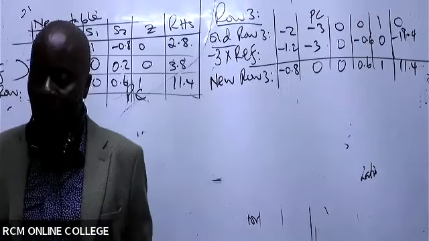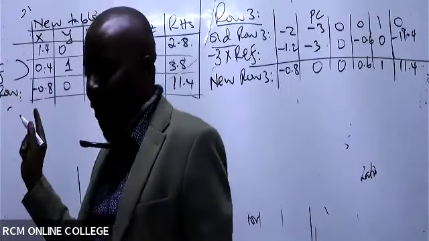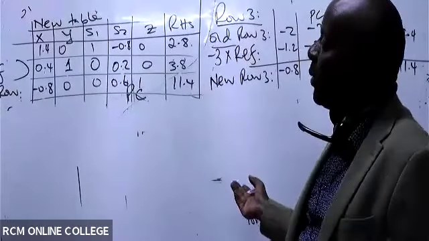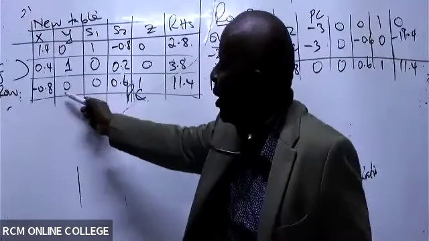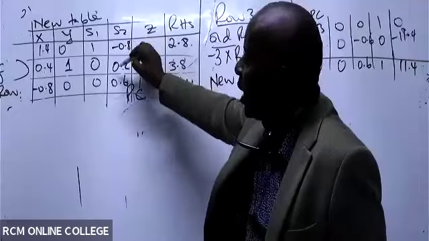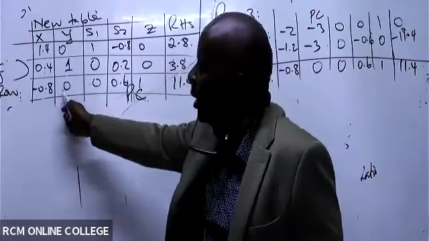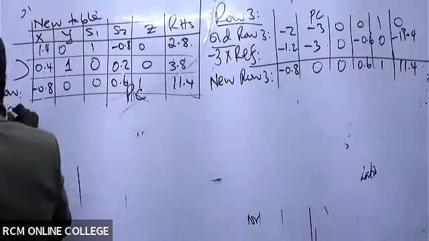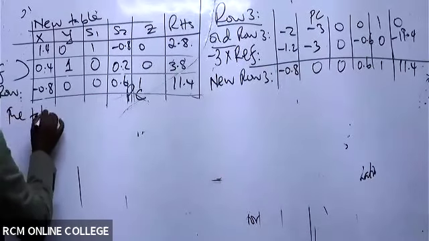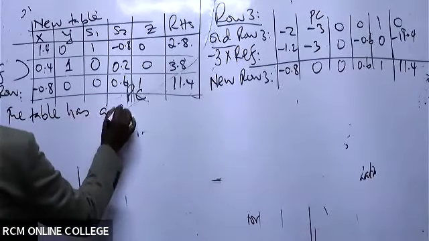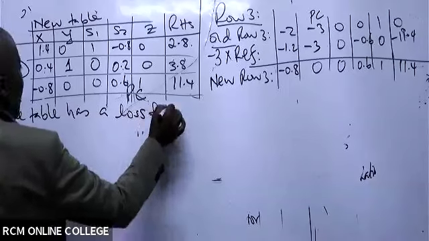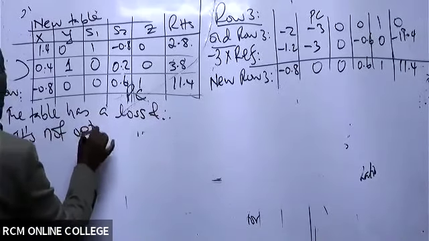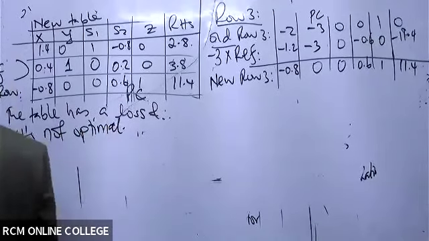Is this table optimal, my good students, the new table that we've developed? Is it optimal or does it have losses? It is not optimal because it has a loss. Please, I'm not looking at this loss here. I'm only looking at losses in the Z row. I can see a loss. So the table has a loss, and therefore it is not optimal.